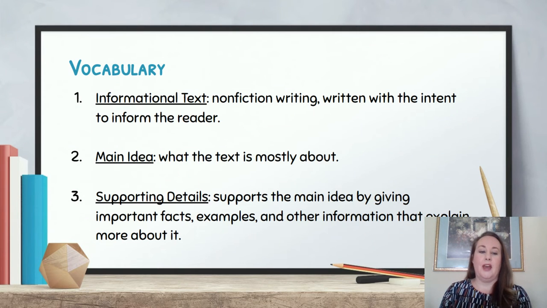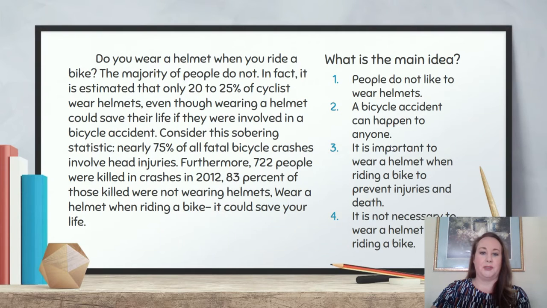Alright, so let's review some vocabulary. First thing, because we're talking about informational text, what is an informational text? Informational text is nonfiction writing written with the intent to inform the reader. Okay, and because we're talking about main idea, we hear that word a lot, but what does it mean? The main idea is what the text is mostly about. So the most important thing that the text is mainly about. Okay, and our supporting details, they support the main idea by giving important facts, examples, and other information that explain more about it.